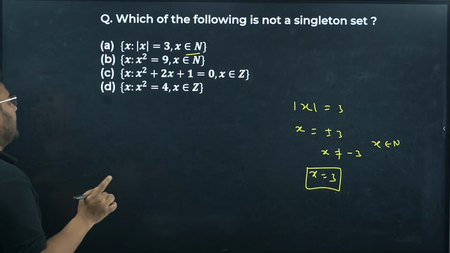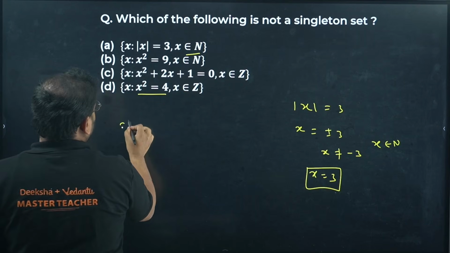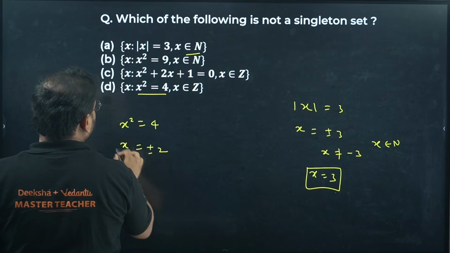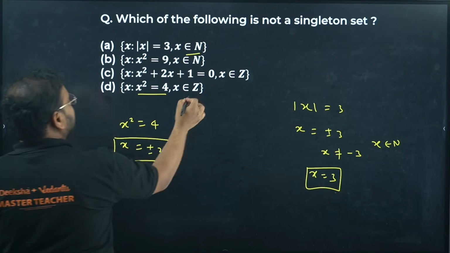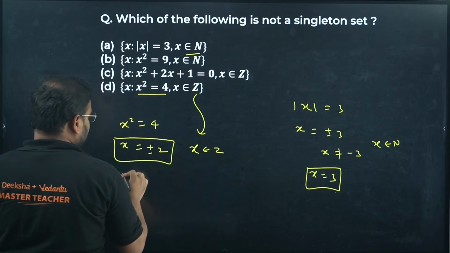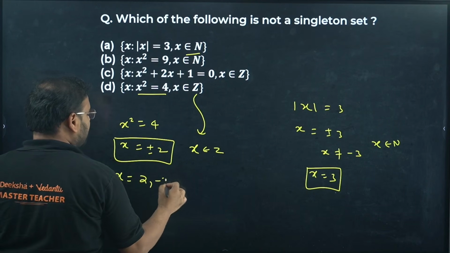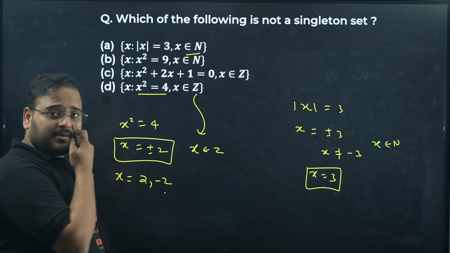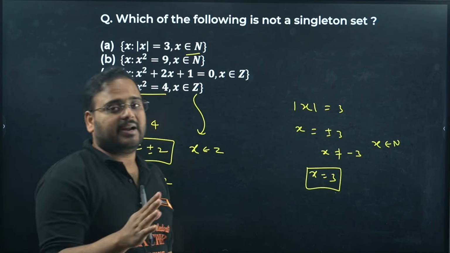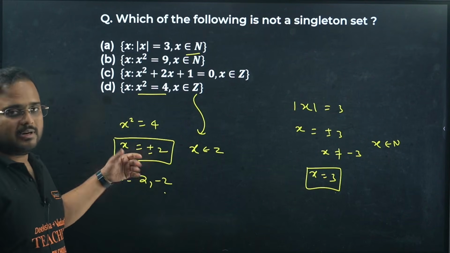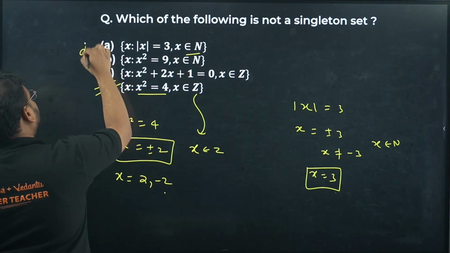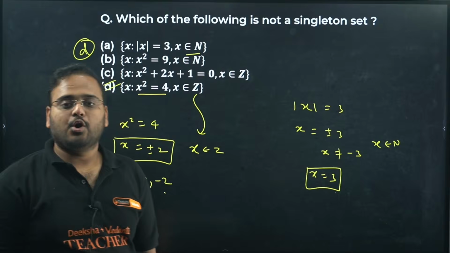Okay, look at this. x square equals 4. It means x is equal to plus minus 2, right? And x belongs to integers. Means I can have both values. 2 and minus 2 are both true. Is this a singleton set? No, it has two elements. It is no longer having only one element in it. It becomes a non-singleton set. Hence the answer is option D.